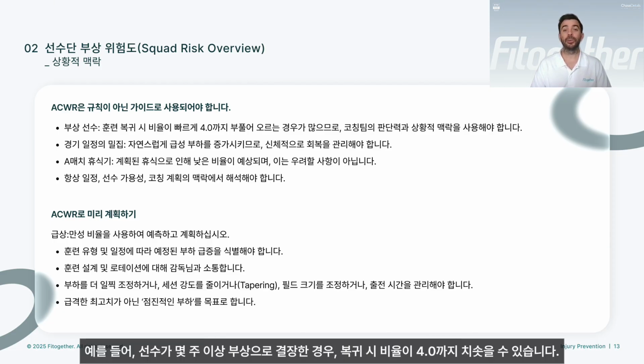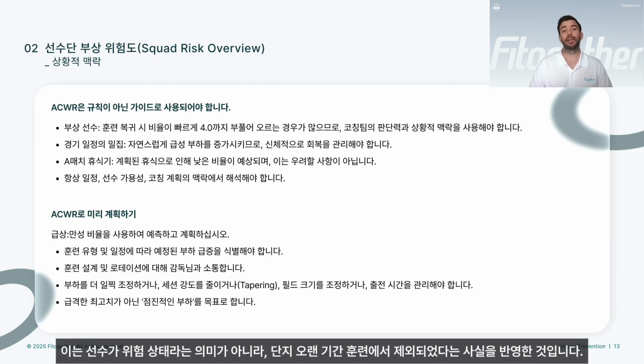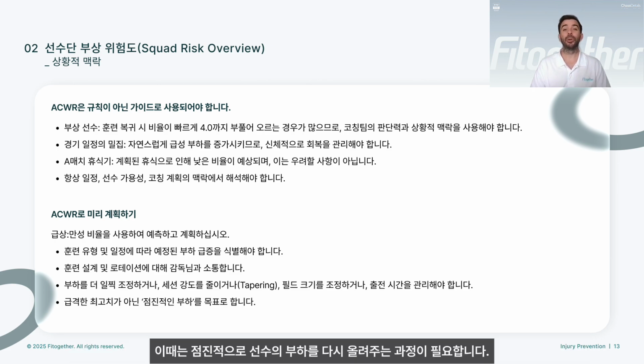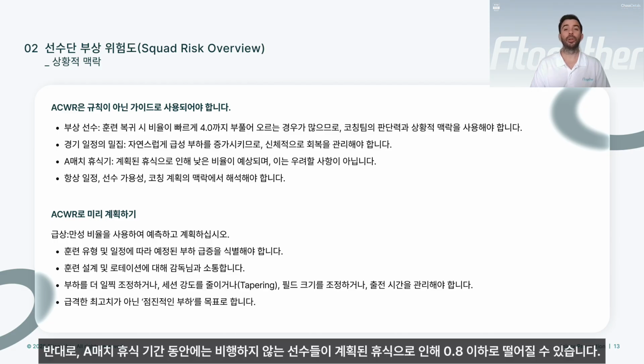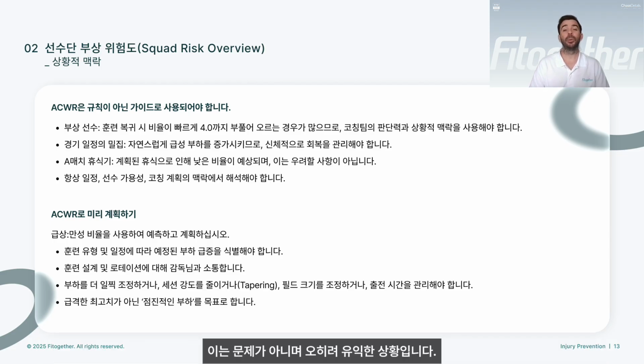For example, if a player has been injured for more than a couple of weeks, when they return to rehab, their ratio might skyrocket to 4.0. That doesn't mean they're in danger. It just reflects that they've been out for an extended period. You have to understand this and then progressively build players back up. Similarly, during fixture congestion, acute load naturally increases. The challenge then isn't to panic, but to manage recovery better and taper when possible. On the flip side, during an international break, your non-traveling players will often drop below 0.8 because of planned rest. That's not a problem, it's actually beneficial.